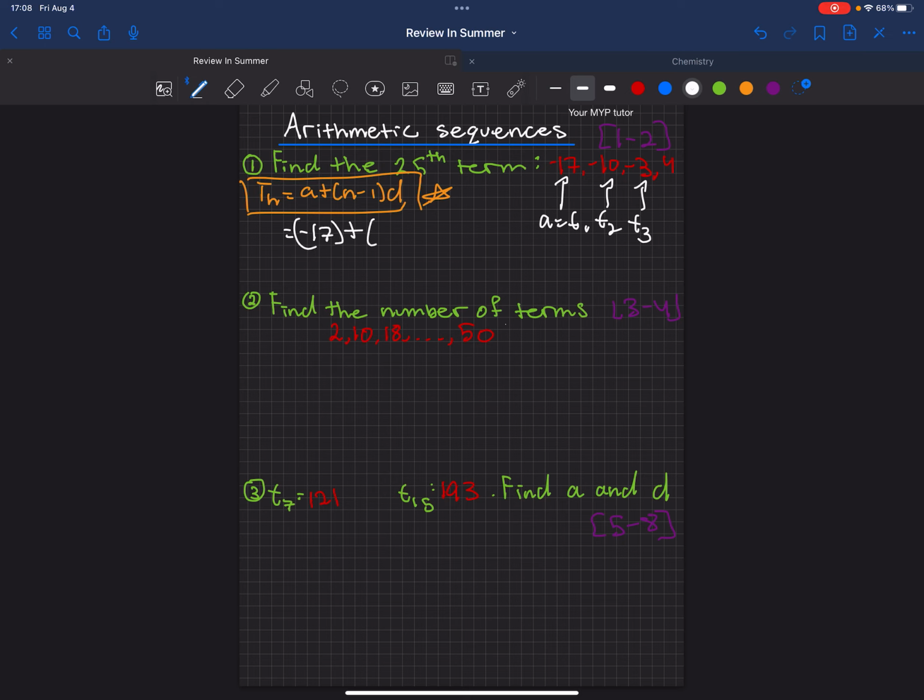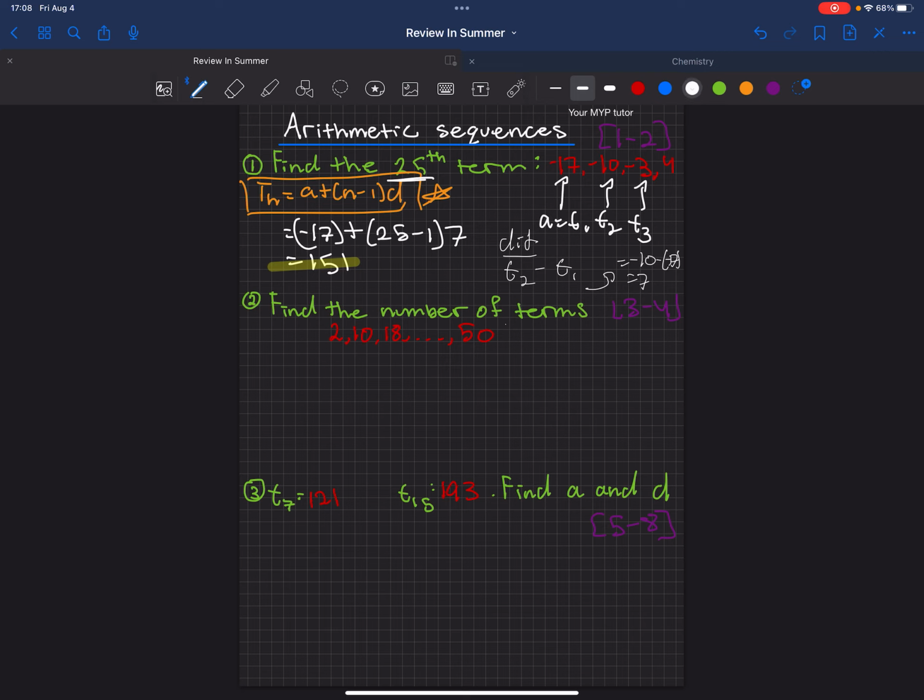then we know that we're looking for the 25th term, so it's going to be 25 minus 1. Then you have to multiply that by the common difference. To find the common difference, all you have to do is subtract t2 and t1. We find that negative 10 minus negative 17 is equal to 7. Therefore, you have to multiply this by 7. Then when you do your algebra, you find that it's 151. So that is going to be the 25th term of the sequence.